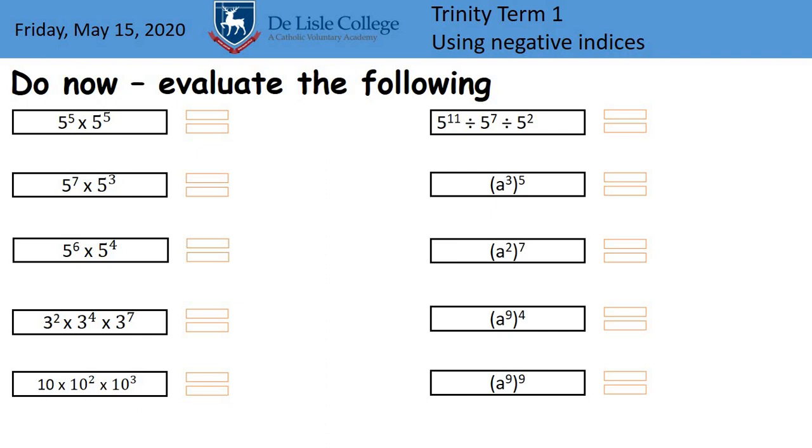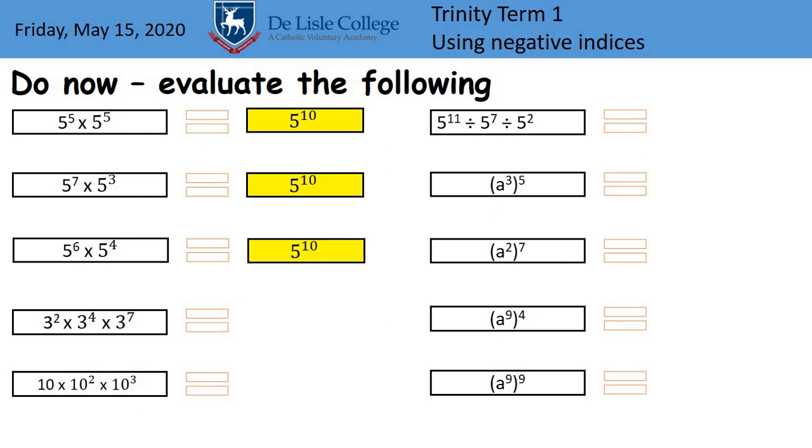Brilliant, good. So here we should know that if we're multiplying indices with the same base value, we just add them. So 5 to the power of 5 times 5 to the power of 5 is actually 5 to the power of 10. So we have 5 to the power of 10 here. Then we have 5 to the power of 10 again. Then we have 3 to the power of 13 because it's 2, add 4, add 7. Then we have 10 to the power of 6. Now remember, 10 on its own is equivalent to 10 to the power of 1, so don't miss that 1 even though it's not written.